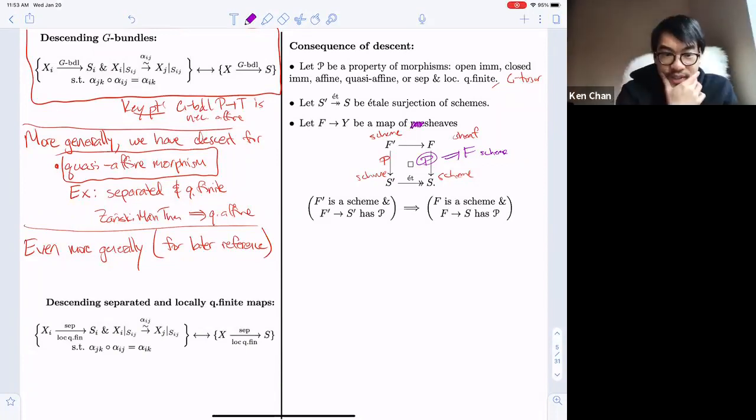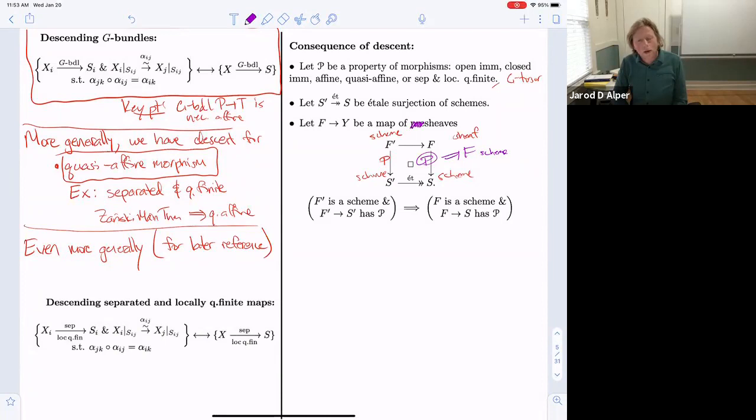So Jarod, I have a question about this descending maps, right? So you can't drop separated or locally quasi-finite? No, not in general. If you want to descend them as schemes, once we introduce algebraic spaces, we'll see that you can always descend as an algebraic space. But it's like a really tricky question in general. If you're given an algebraic space, which we'll define today, it's a tricky question to know whether a given algebraic space is a scheme. And these are some cases in which you can argue that it's a scheme. Cool, thanks.